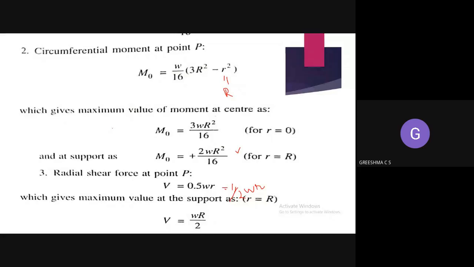Why? Can you please tell me why? Because you can see here, this is the support, and this is how the slab will be. So this is where the shear force is developing.